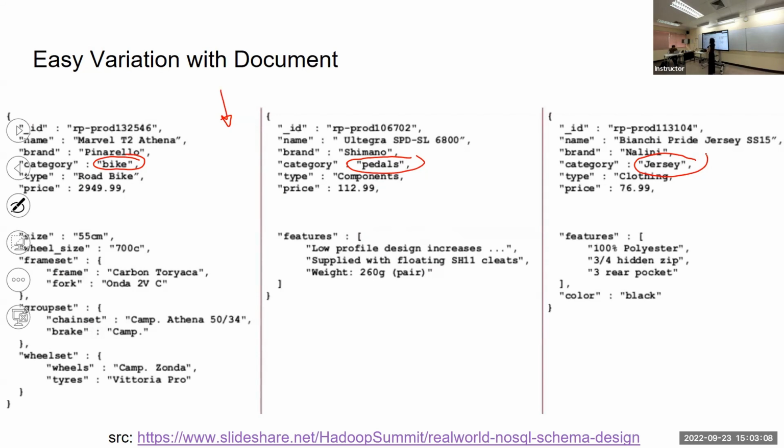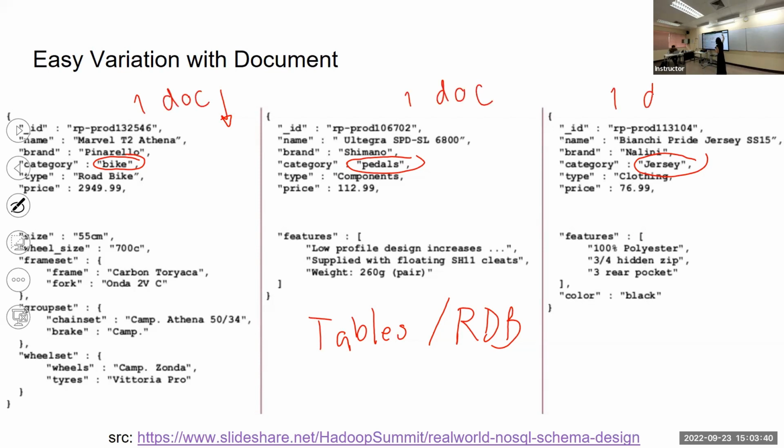But map this back to tables. If you do it in a relational model, you need to have different tables to handle different types of products, having different attributes, right? So that is why joining would become painful, okay? But here, you just keep this is one document, this is another document, and this is another document.